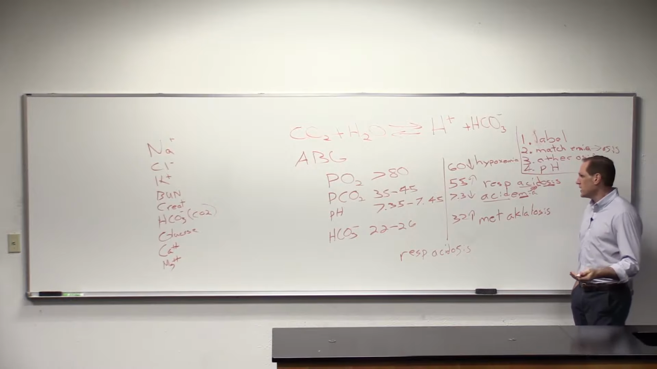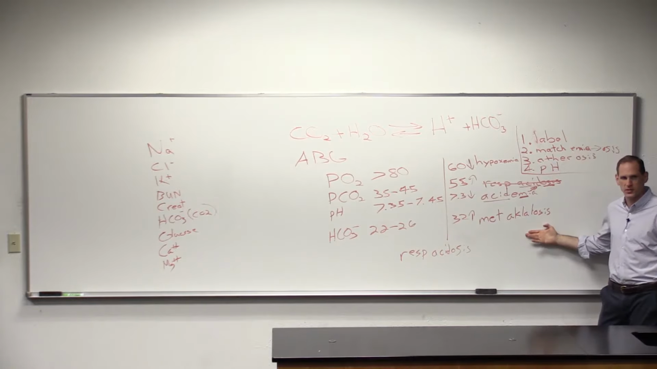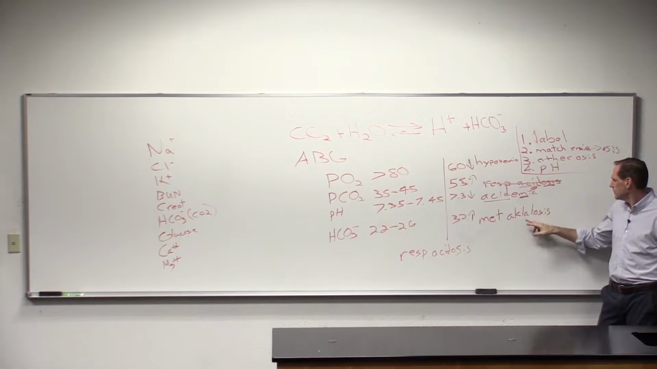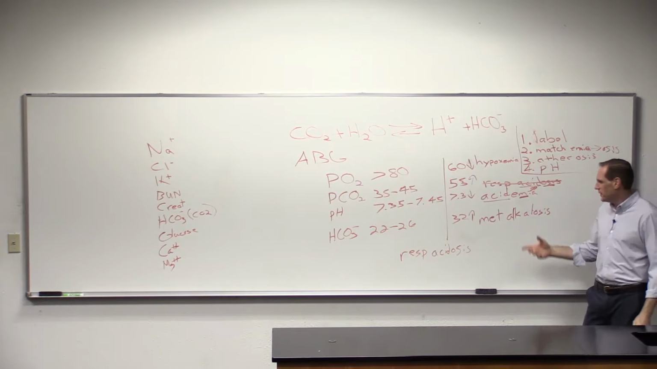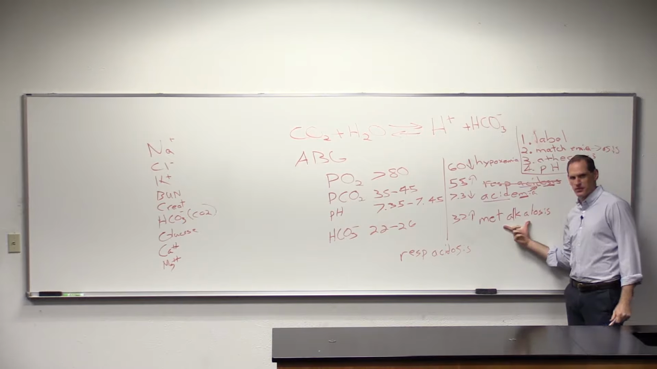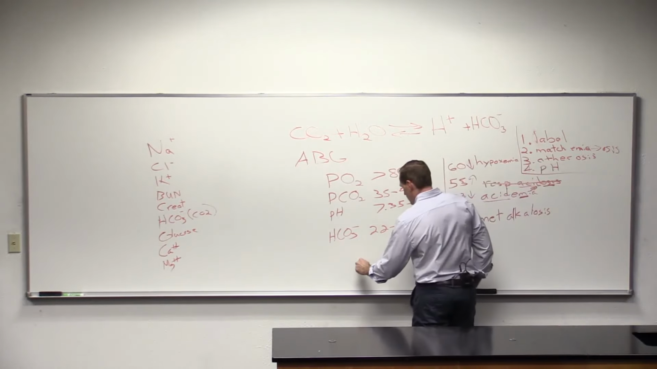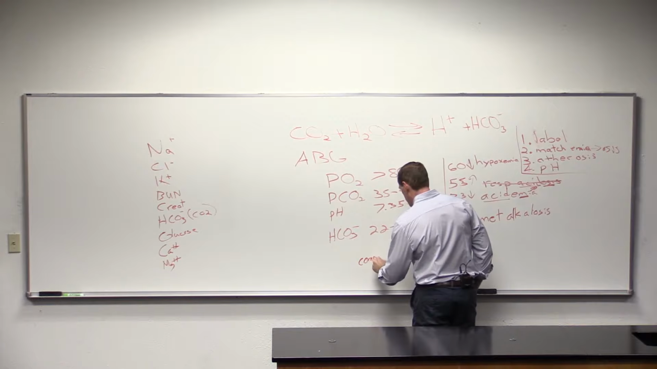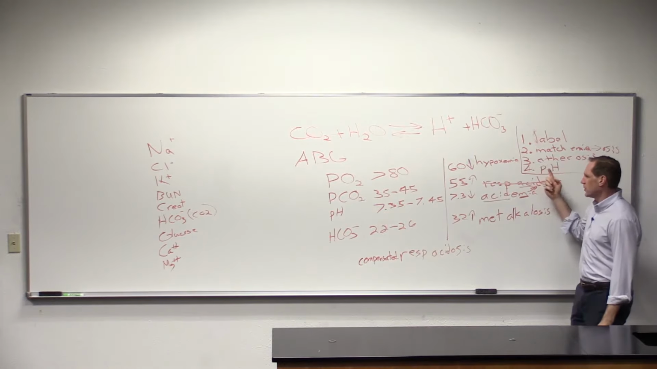So now, step number 3. So we've looked at the respiratory acidosis, that's our primary. What's the other osis? Alkalosis. How do you spell alkalosis? Alkalosis. So, is alkalosis the opposite of acidosis? Yes, it is. So that means that our kidneys are compensating. So we have compensated respiratory acidosis.